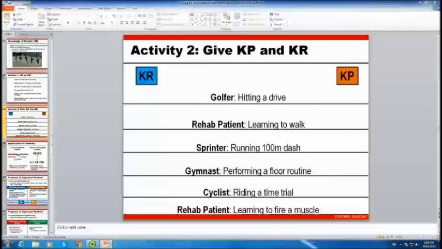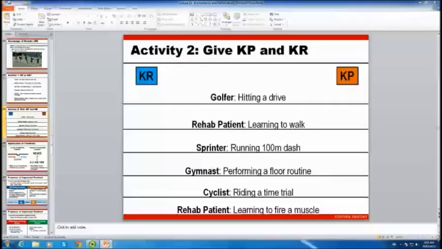Okay, just a quick one there. Let's go left, right, and we'll do one for each. So, someone give me a KR for a golfer hitting a drive. Go. I heard got it in the hole, I'll take that. Anyone else? Hit the fairway, yep. Everyone agree? Good, easy. Tell me, rehab patient, learning to walk, give me a KP.